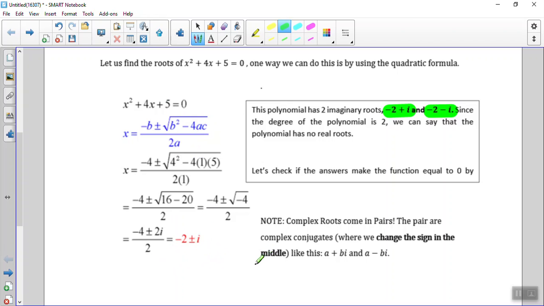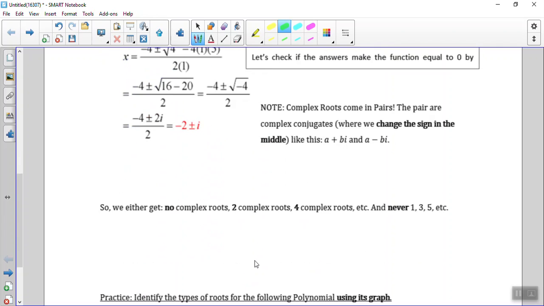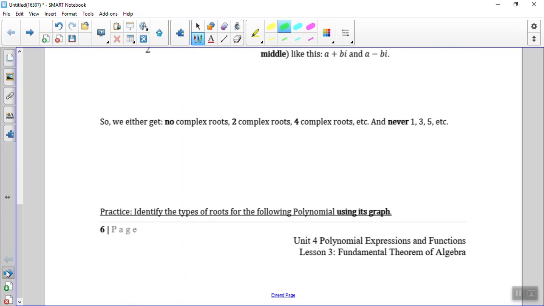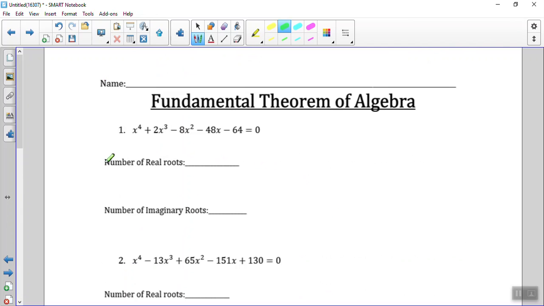But in this unit, we're not actually going to find the roots. We're just going to be interested in the type of roots it has, if it's real roots or complex roots. The good part about real roots is that you can actually see the roots on the graph. You can see the x-intercepts. The bad part of imaginary roots is that you cannot see the imaginary roots. So we just have to depend on the real roots, and then we can calculate how many imaginary roots it has.